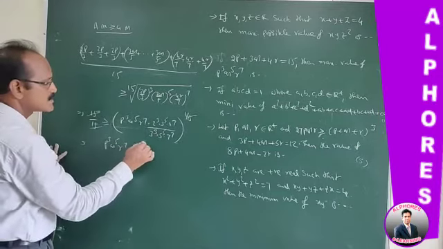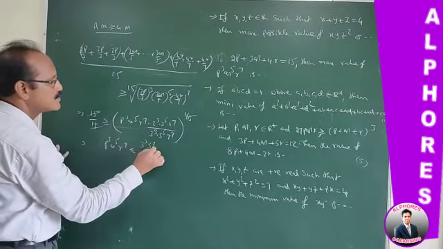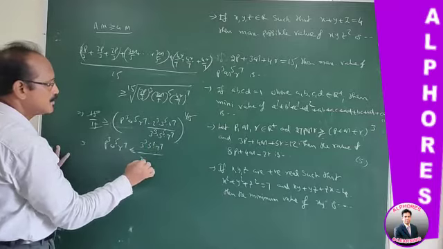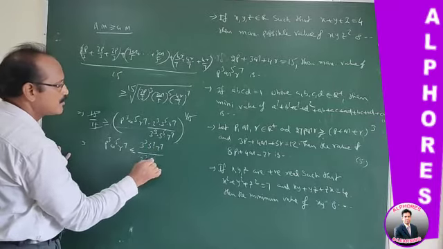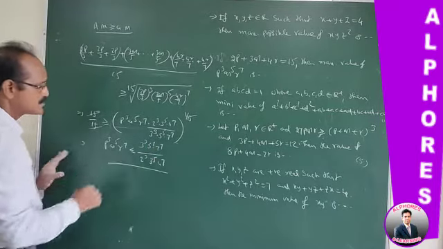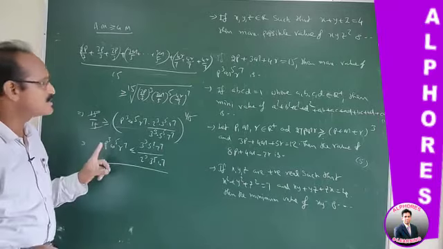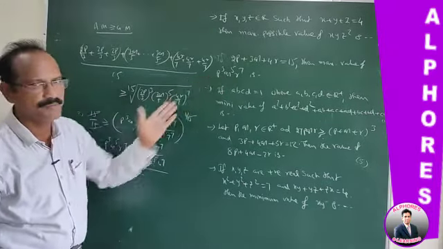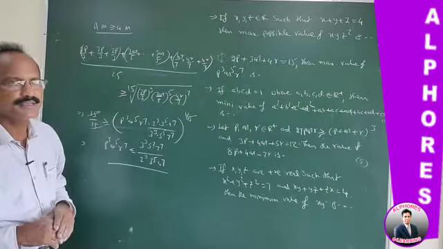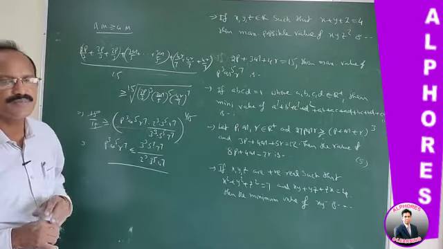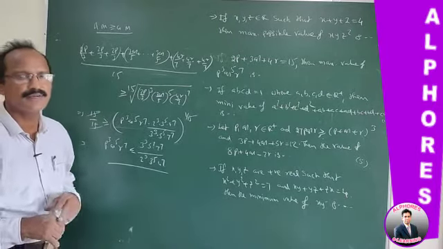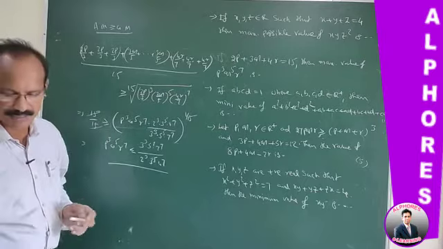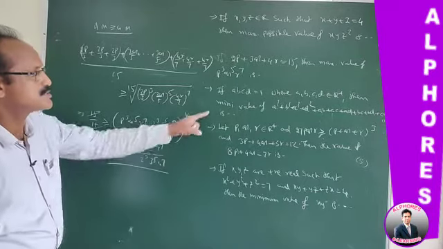The fraction is reversed: 3 cube into 5 power 7 into 7 power 7 by 2 cube into 3 power 5 into 4 power 7. So this is the maximum value of this product. We required the maximum value of the product. It is also based on AM greater than GM, of course, the weighted arithmetic mean and weighted geometric mean concept. Now coming to the next question.